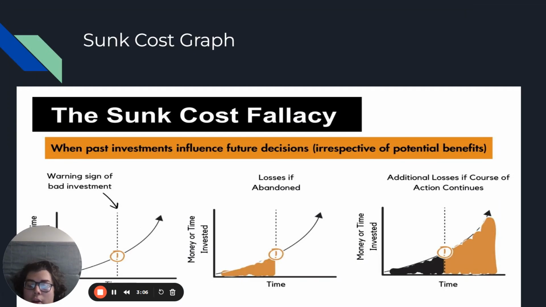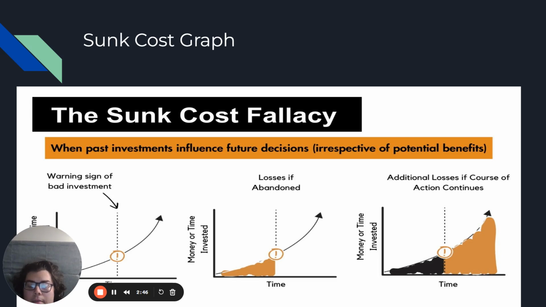I also have a graph that shows three different scenarios of sunk cost. The first graph represents the point where decline begins, highlighted right here, indicating when one should recognize a bad investment. It suggests that continuing to invest after this point is likely not a good idea.